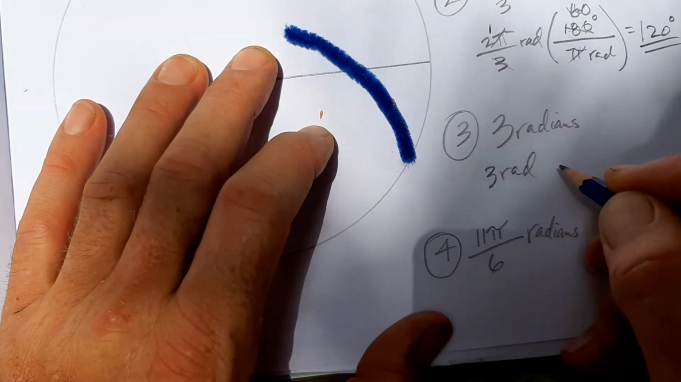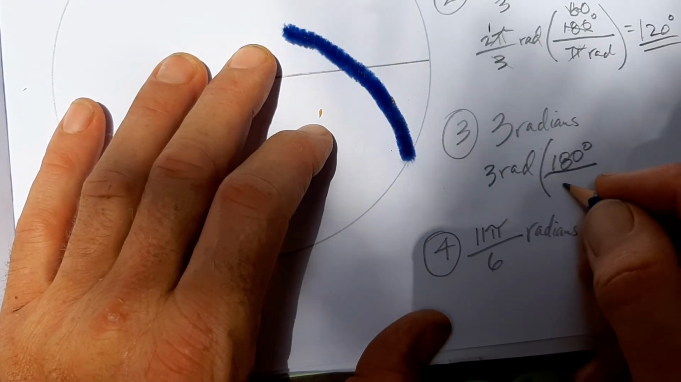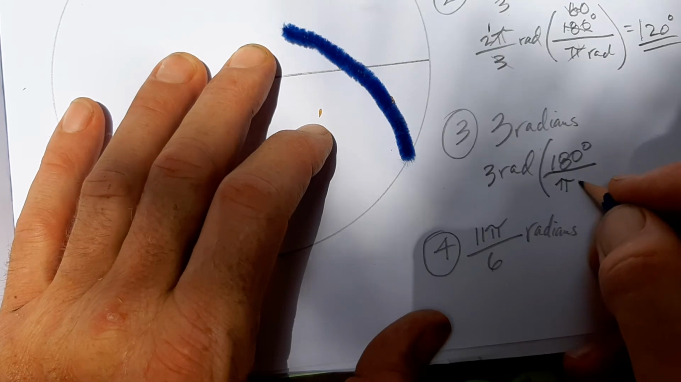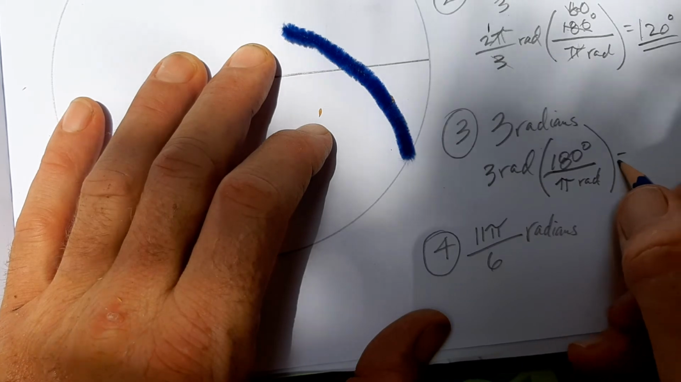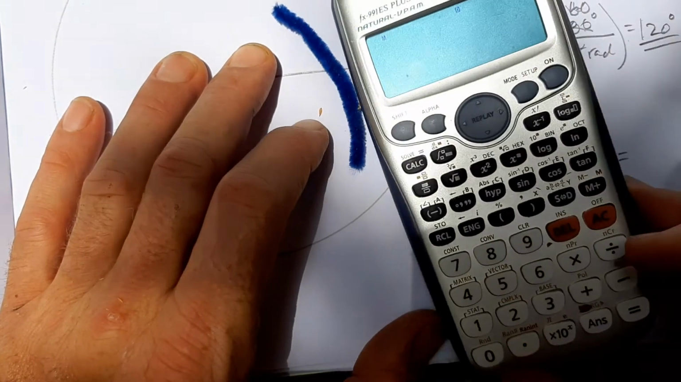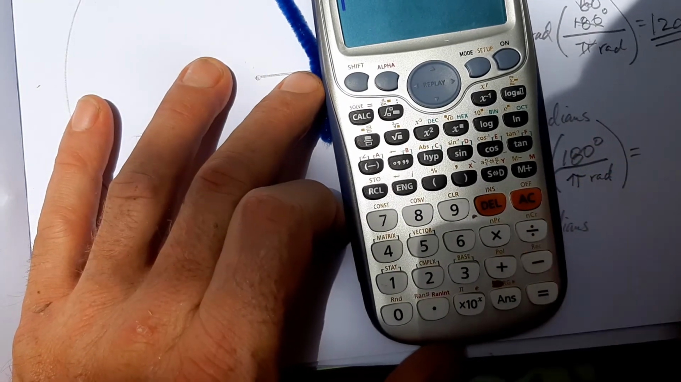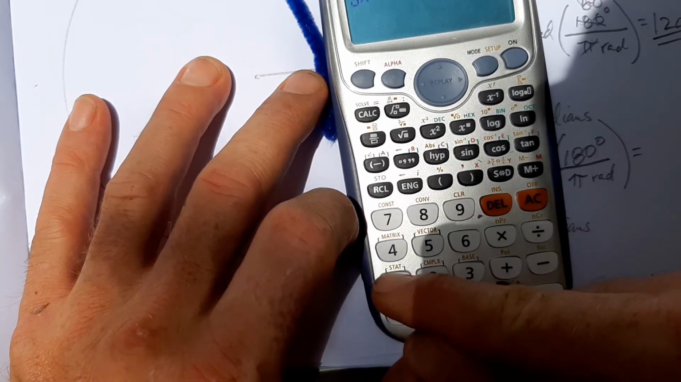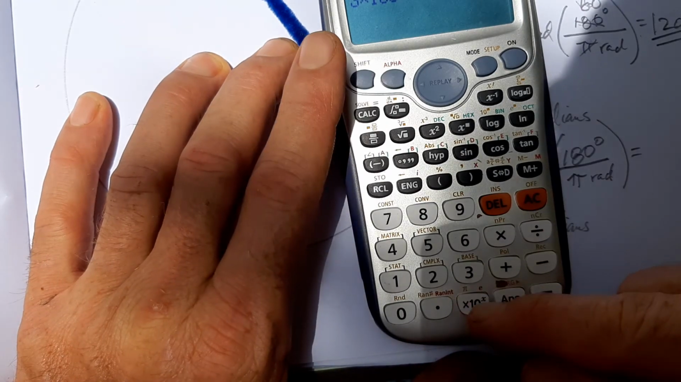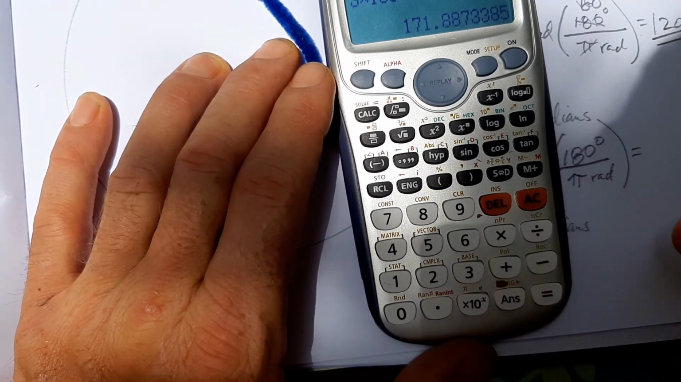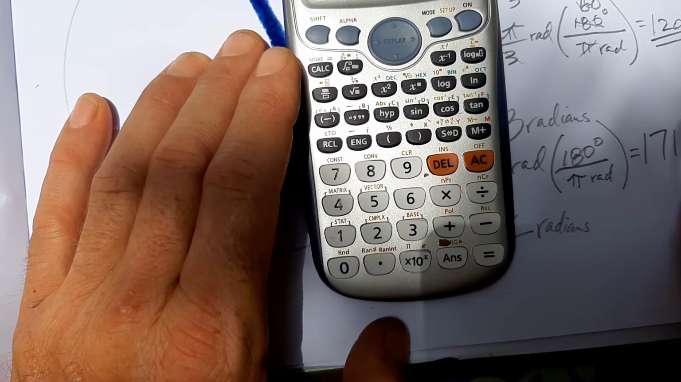3 radians times a conversion factor. I want degrees, so I'm going to divide by my number of radians for my conversion, pi radians. Remember, I'm multiplying by 1 here. All I'm changing is the units. I'm not changing the value. All right, let's see. 3 times 180 divided by pi equals 171.89, so 171.9 degrees.